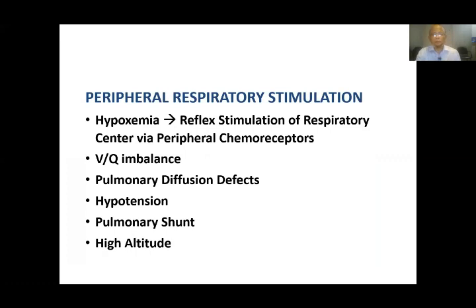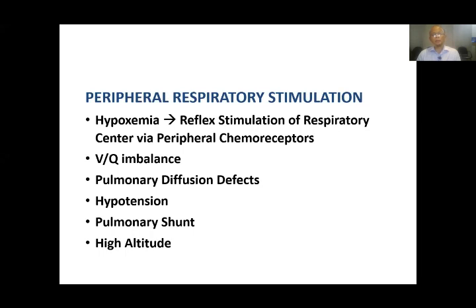And there are also peripheral respiratory causes, that is due to hypoxemia. If there is any kind of hypoxemia, that will cause reflex stimulation of the respiratory center via the peripheral chemoreceptors. There may be ventilation perfusion mismatch, pulmonary diffusion defect, hypotension, pulmonary shunt, and high altitude. In case of high altitude, there will be hypoxia that will stimulate the respiratory center.